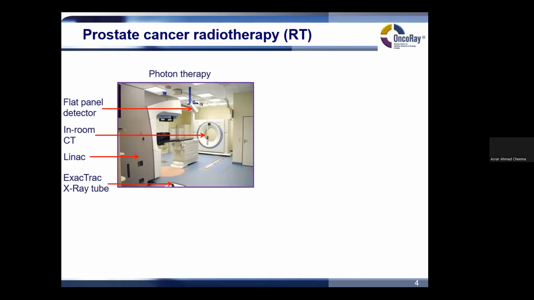The center where I worked during my PhD had a photon therapy facility with Siemens linear accelerators in which both 2D and 3D image guidance options were available. For 2D imaging, ExacTrac X-ray imaging, stereoscopic images were used for prostate patient setup, and sometimes for adaptive radiotherapy, in-room CT was used for 3D prostate motion assessment.